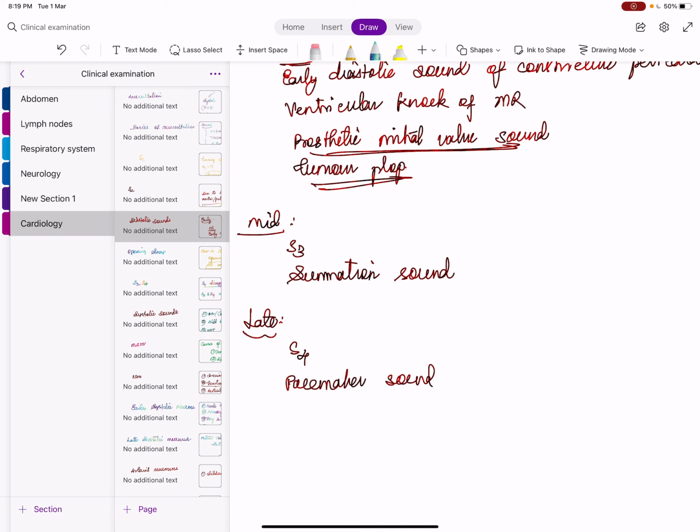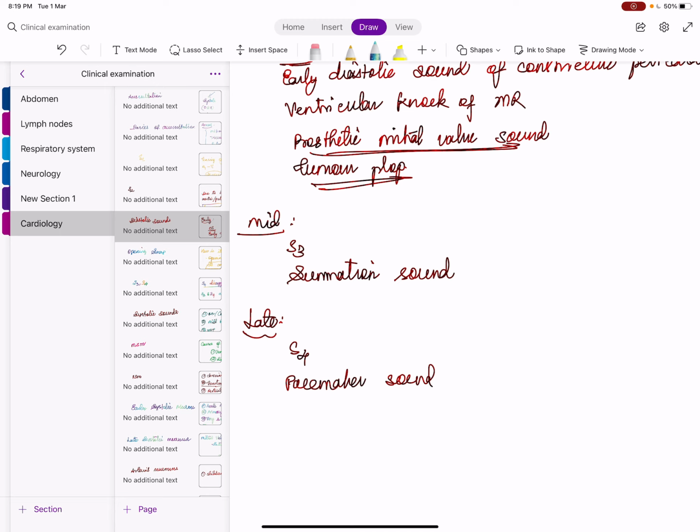Now, this is normal splitting. Abnormal splitting, this is important, is only three things. Either the split may be very wide, the split may be very narrow, the split may reverse, or you can have a single S2. I'll read out the causes later, but just now I'll explain the mechanisms.